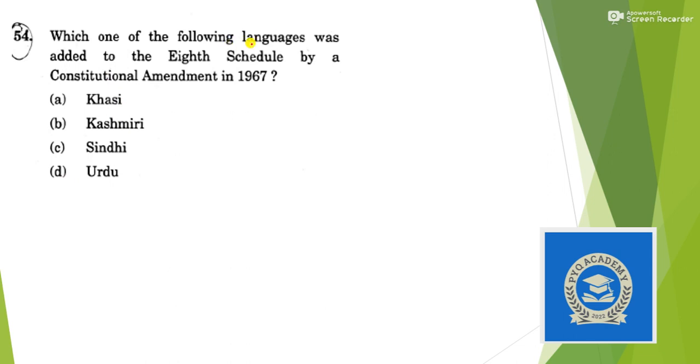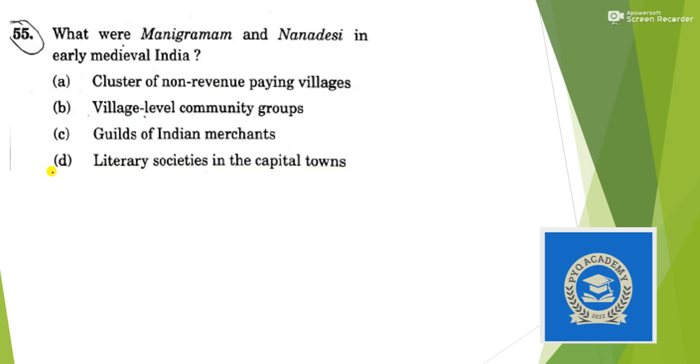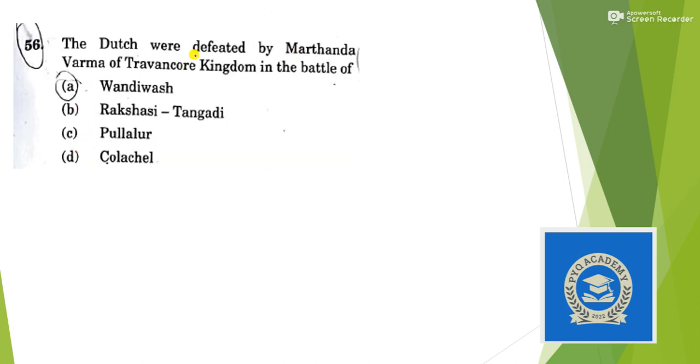Which of the following languages was added to the 8th Schedule by constitutional amendment in 1967? So this was a very easy question. Answer is option C, Sindhi. You can't make a mistake in these kinds of questions, because you will find questions which will be a little bit tough for you. So for this question 55, what were Manigramam and Nanadesi in early medieval India? So answer should be option C, guilds of Indian merchants. The Dutch were defeated by Marthanda Varma of Travancore Kingdom in the Battle of Colachel. Option D.